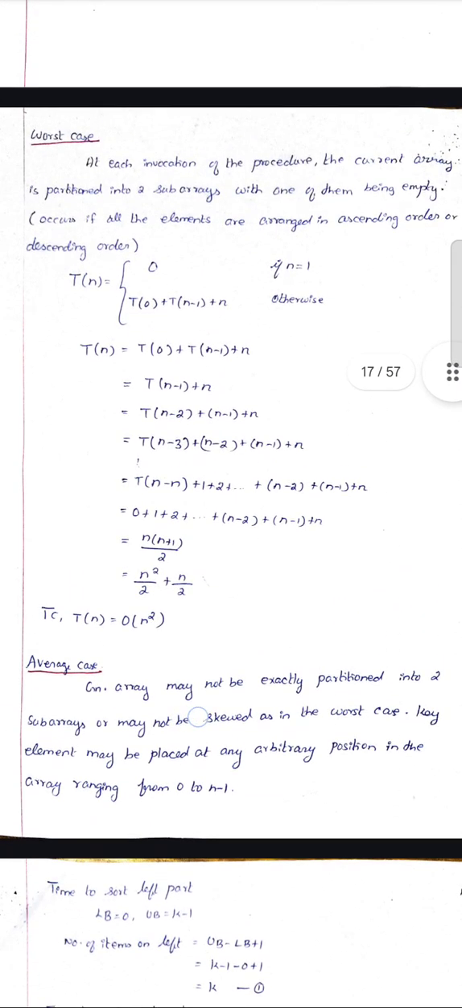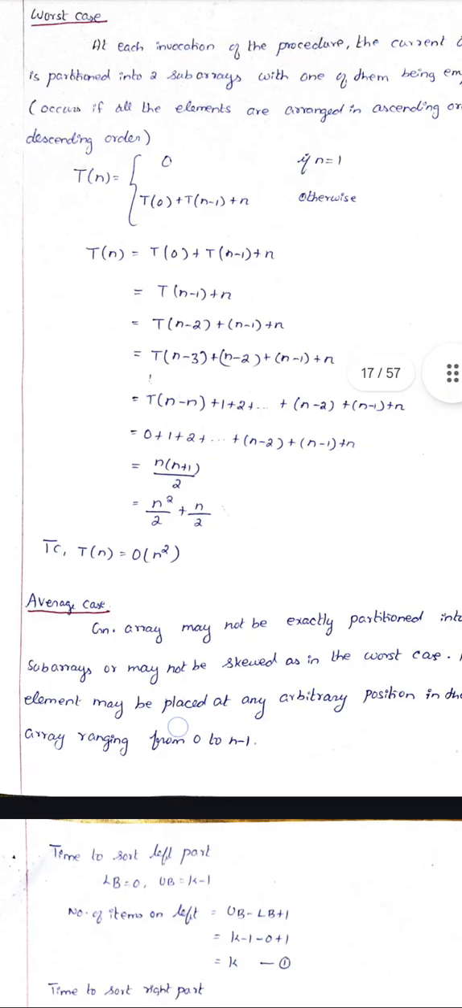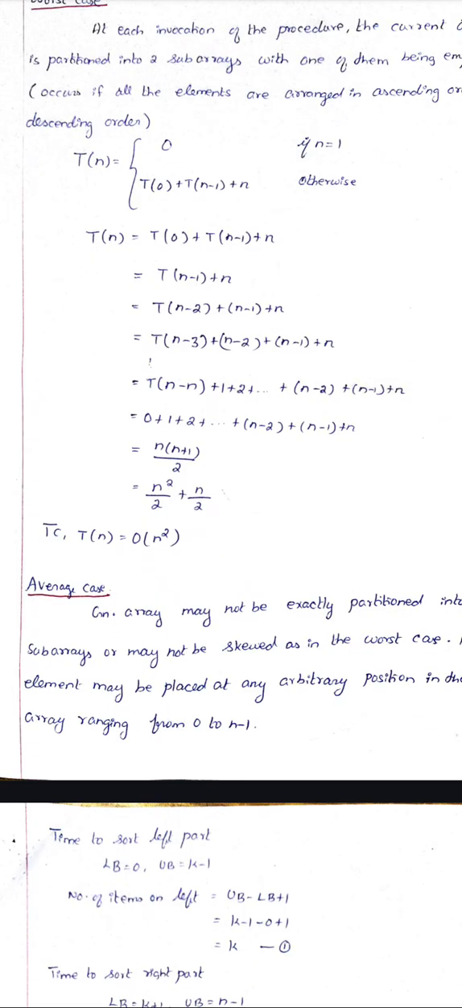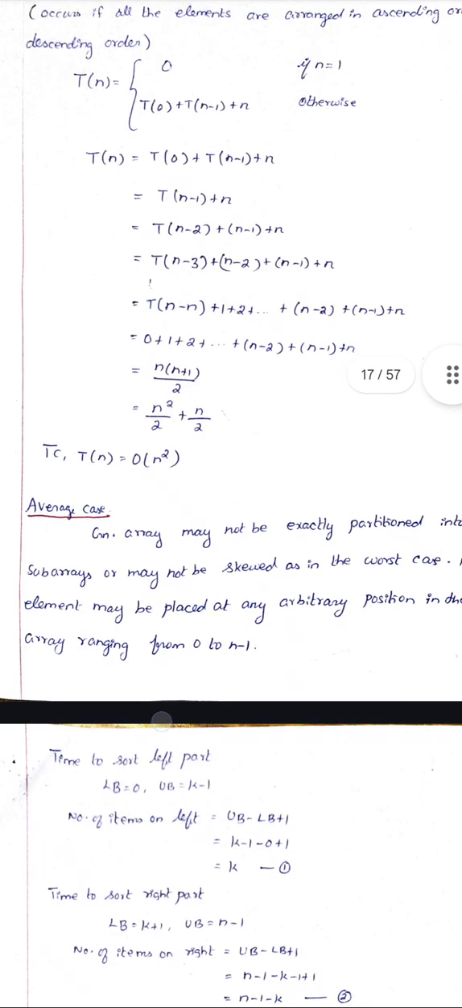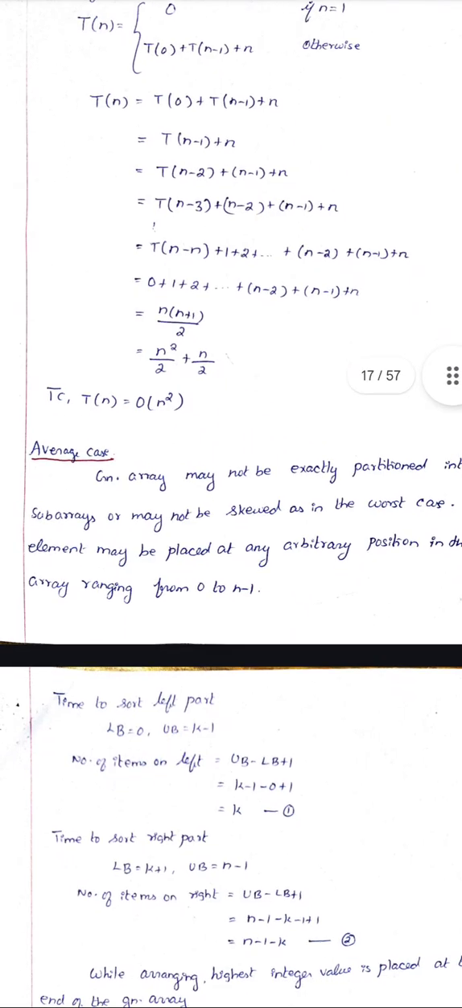If n equals 1, then 0. Otherwise it will be T of 0 plus T of n minus 1 plus n. T of 0 is 0. T of n minus 1 plus n, T of n minus 2 plus n minus 1 plus n, T of n minus n plus 1 plus 2 plus 3 up to n minus 2, n minus 1, till n.